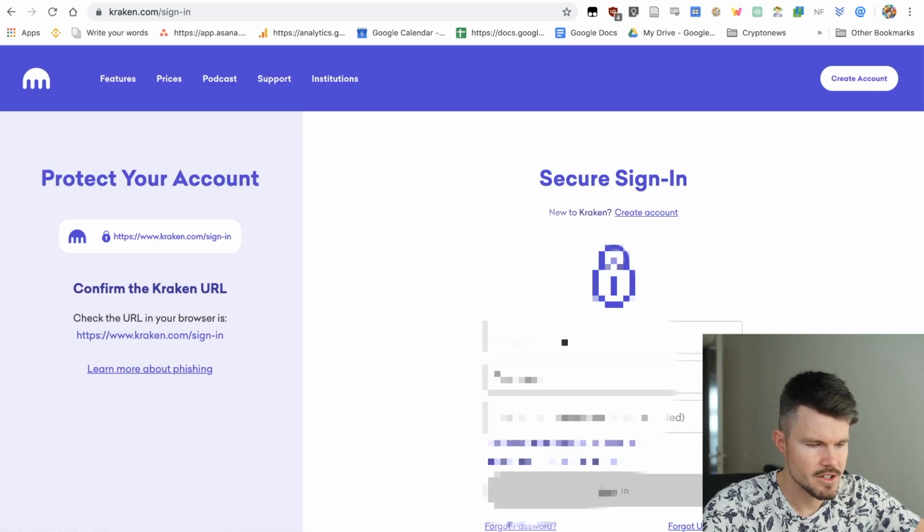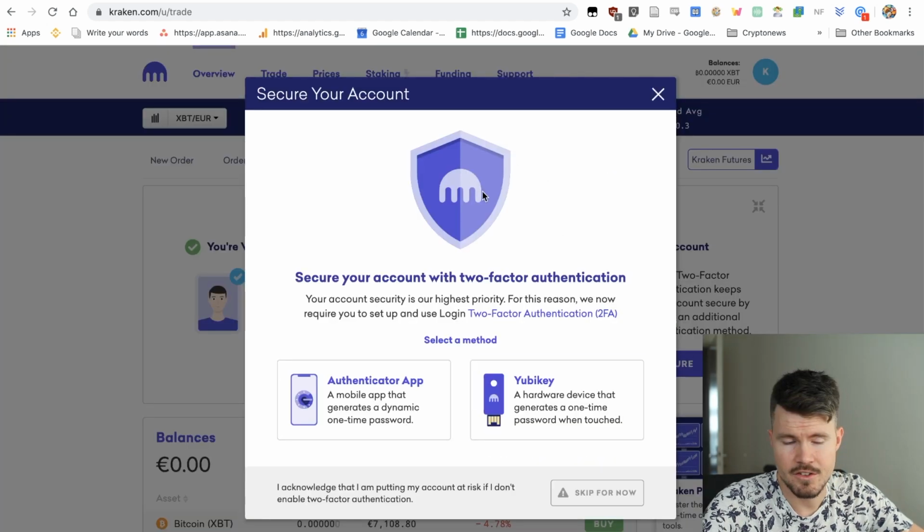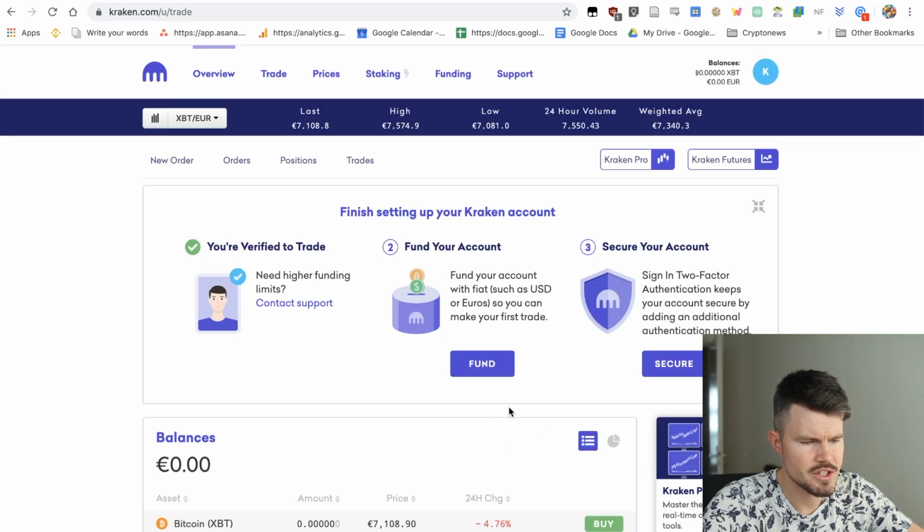When you're on here, you can choose your email address. All right, here, if you haven't done two-factor authentication yet, you have the possibility to do that. Now, I might cover this in another video. Right after you've signed in, you've got the option here to fund your account, and the third option is to secure your account when you've got a lot of funding on your account. So it's relatively straightforward how to proceed.